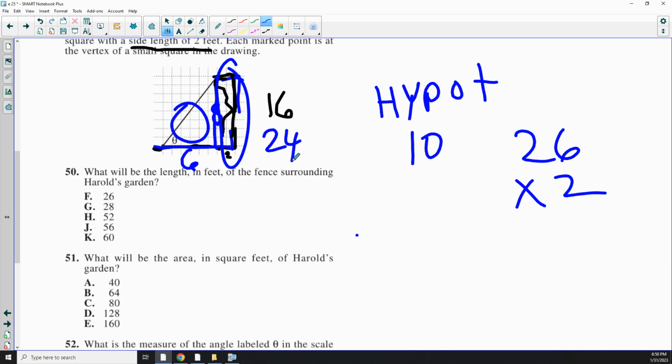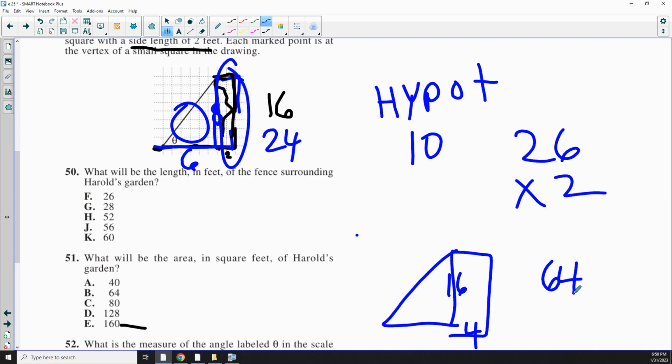Uh-oh, what did I screw up again? It should be 160, and that's because each one is 2 feet. So we're going to have to double those measurements. So the triangular part is not 2 by 8, it is 4 by 16, which would be 64, and the base would be 12 by 16, which would give me 96. So I blew it on the first one, but I caught my error for the second one.